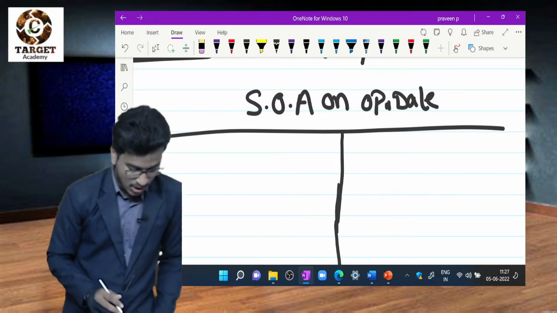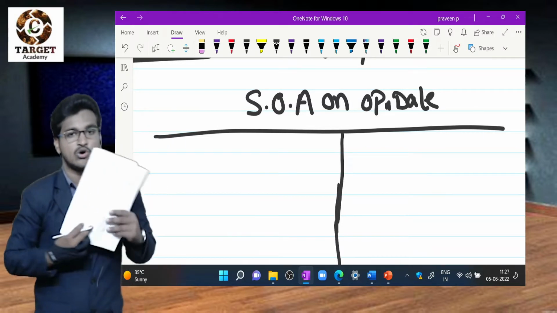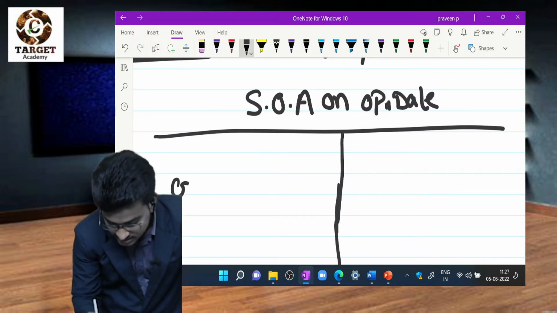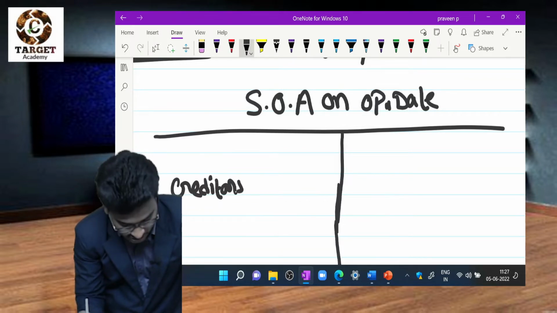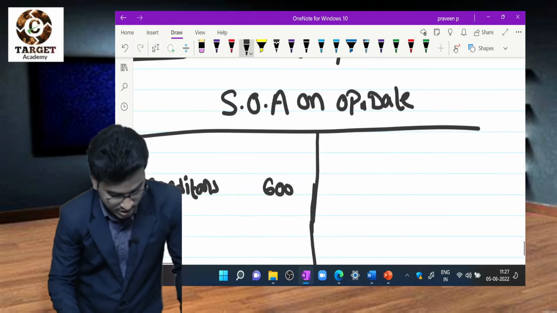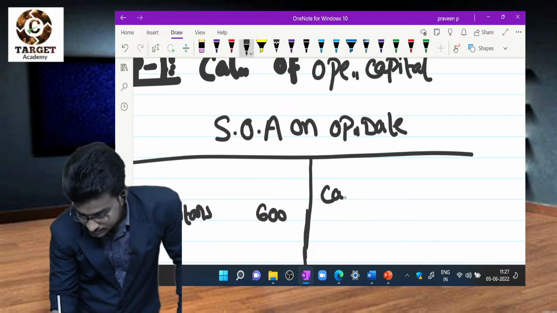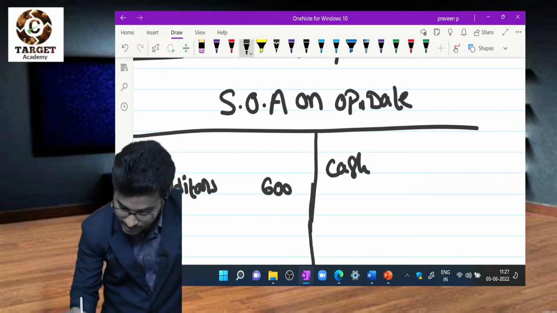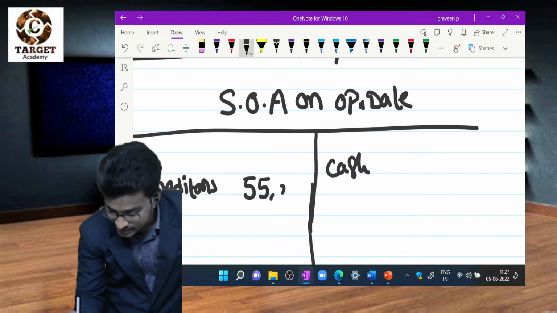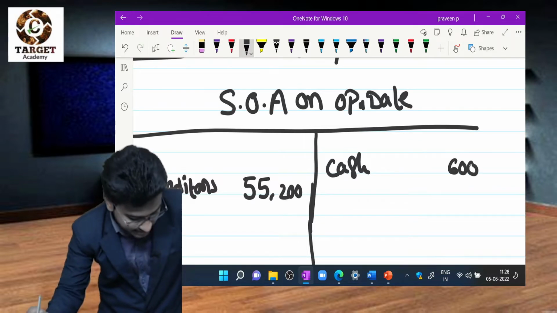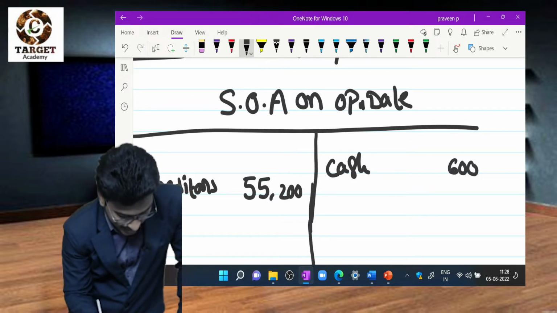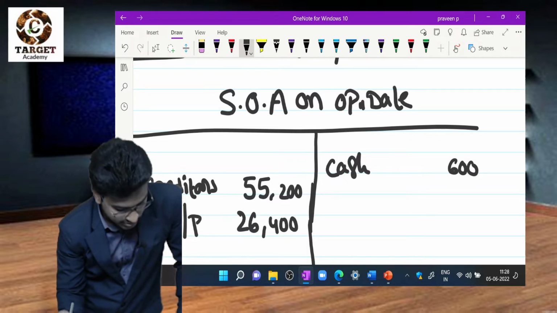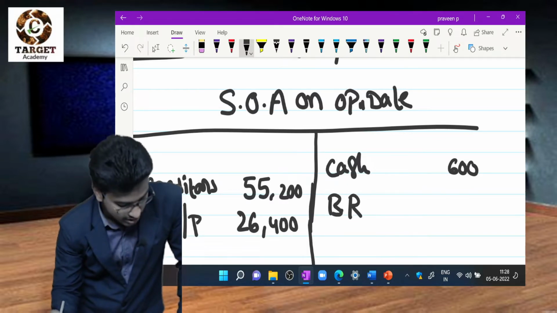Okay, let us write the opening figures. Just focus on these opening figures. First one, creditors. This is a liability, right? Creditors are 55,200. Next one, cash at bank, 600. Next one, bills payable. This is a liability, right? 26,400. Next one, bills receivable is an asset, right? How much?